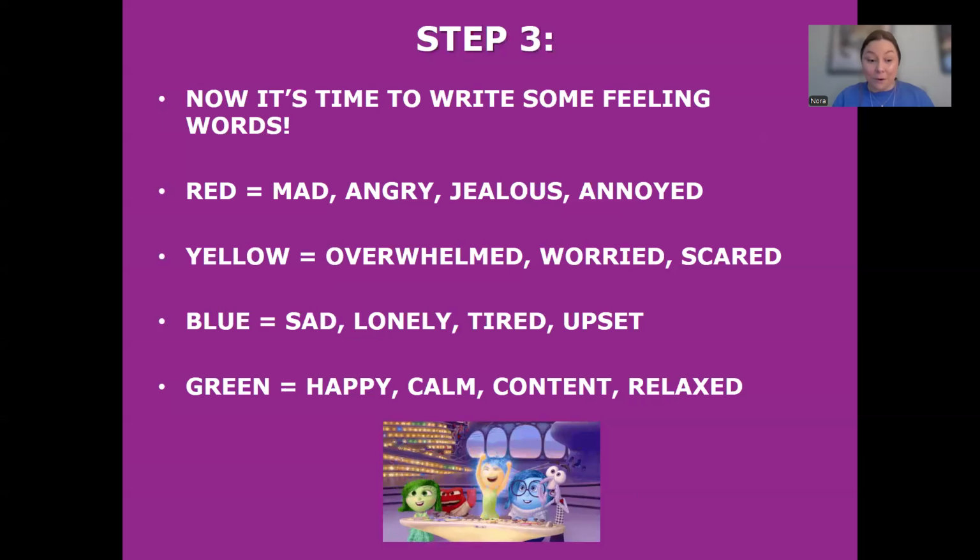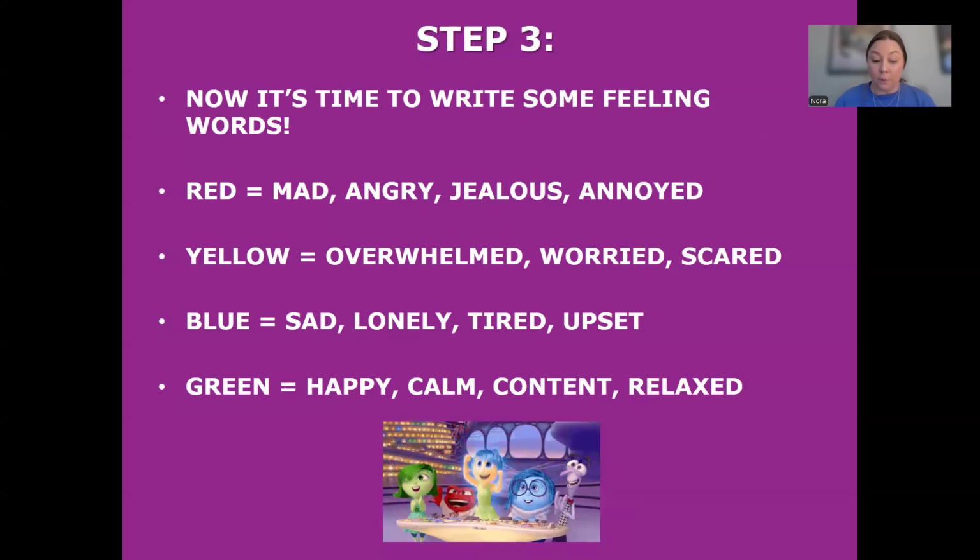So now we are on to step 3, and it's time to write our feeling words. So in the red space, you can consider writing feeling words such as mad, angry, jealous, annoyed. For the yellow section, you could write words like overwhelmed, worried, or scared. For the blue section, you can write words like sad, lonely, tired. And finally, for the green section, you can write happy, calm, content, relaxed.